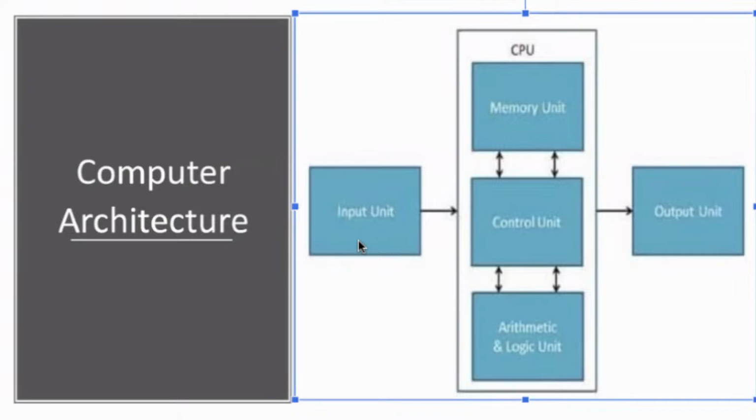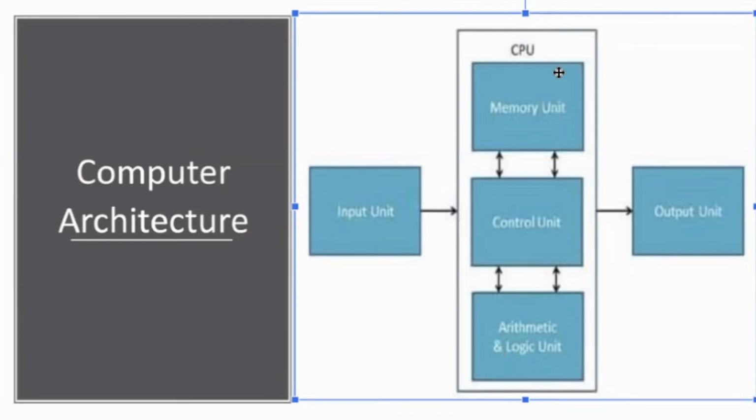Likewise, you can input data using pen drives, CDs, floppy disks. Using those external devices, you can input the data. So the basic input units are keyboard and mouse. Then the CPU. The CPU has several components like the memory unit, control unit, and arithmetic and logic unit. I will come to that next.